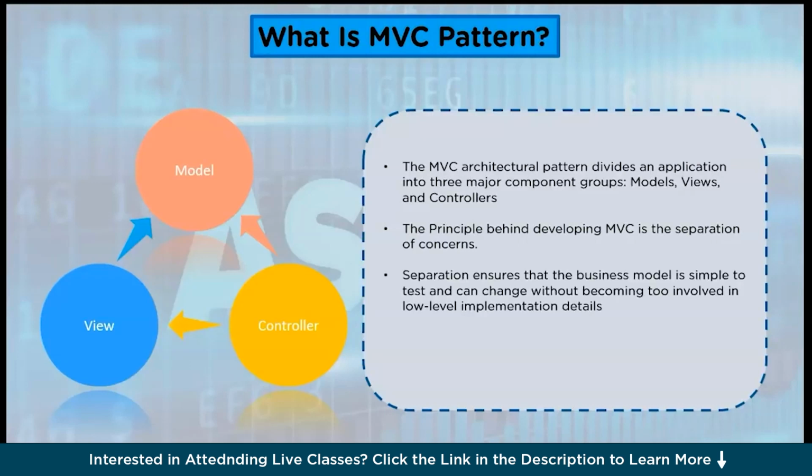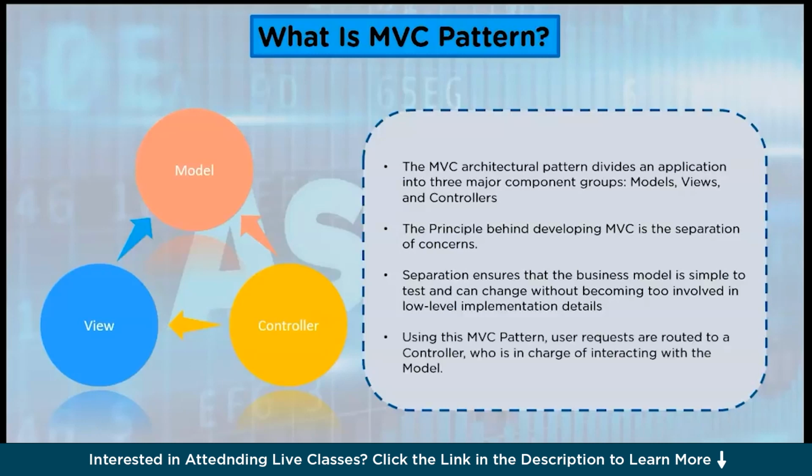Separation ensures that the business model is simple to test and can change without becoming too involved in low-level implementation details. Using this MVC pattern, user requests are routed to a controller, which is in charge of interacting with the model to conduct user actions and receive query results. The controller selects the view to be displayed to the user and supplies it with any model data it requires.